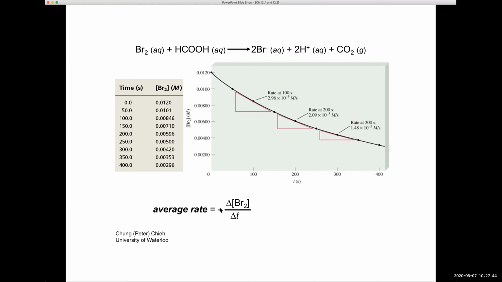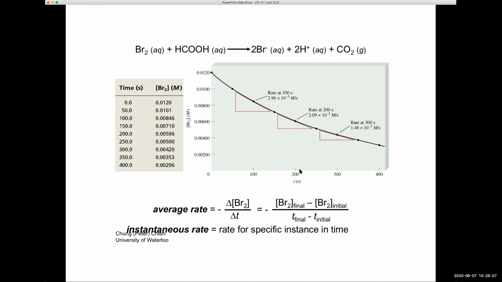The average rate. So the average rate is a change in concentration over time, but that would be picking two intervals. And we have, like I said, the delta means that you're doing the final concentration minus initial concentration over a final time minus initial time. Okay, a few more definitions of those different kinds of rates.